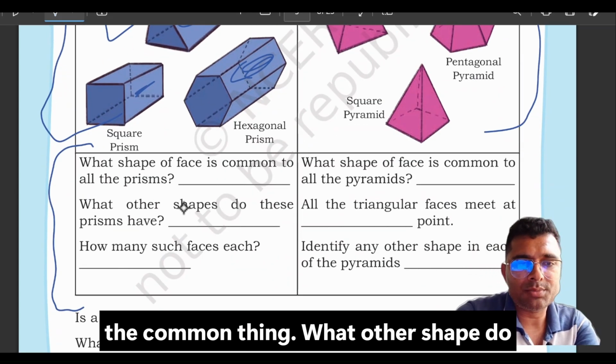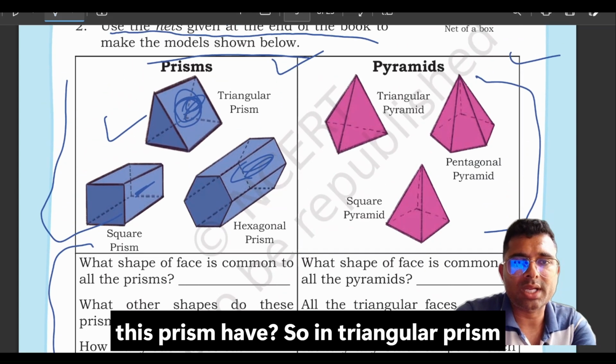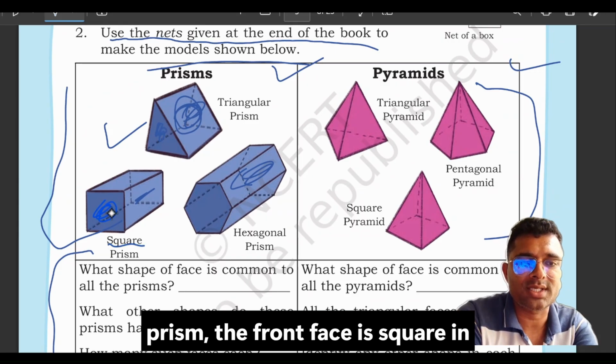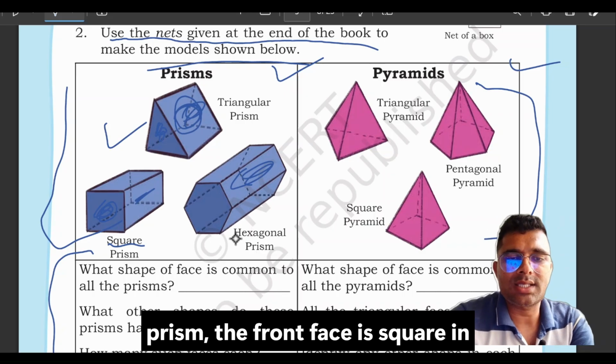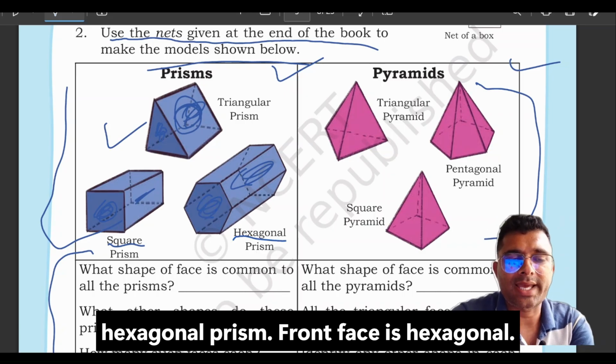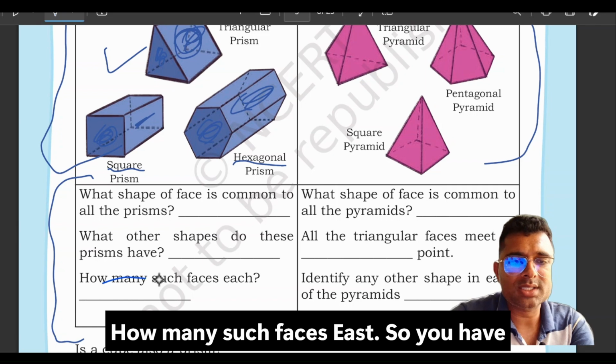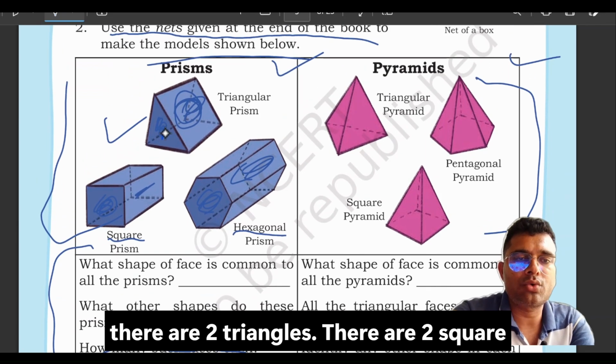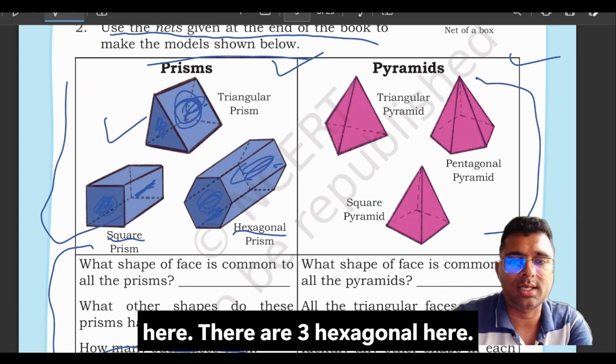What other shape do these prisms have? In the triangular prism the other shape is a triangle. In the square prism the front face is a square. In the hexagonal prism the front face is a hexagon. How many such faces are there? You have to count how many such faces. There are 2 triangles, 2 squares here, and 2 hexagons here.